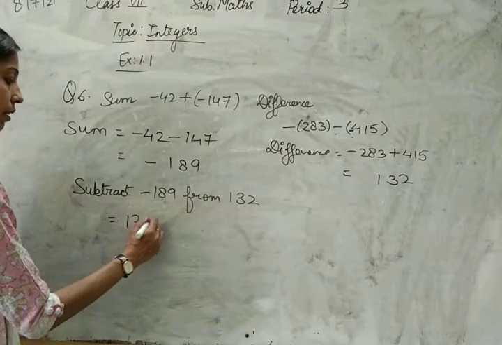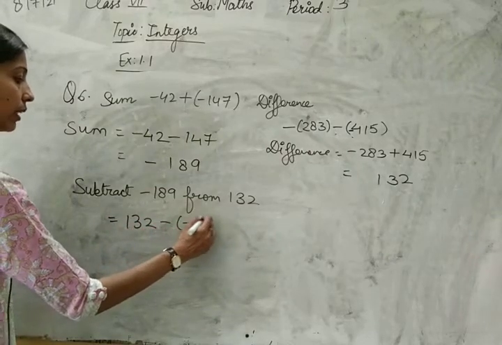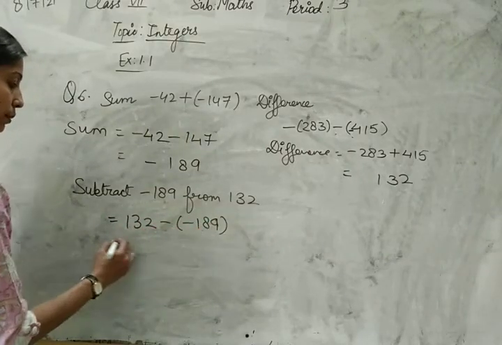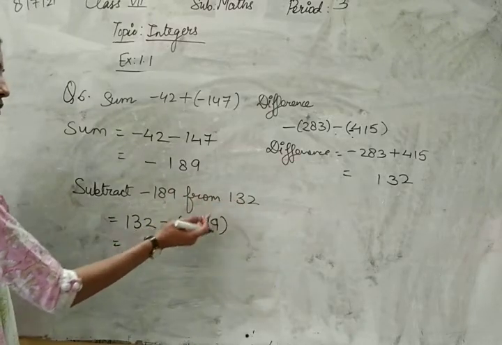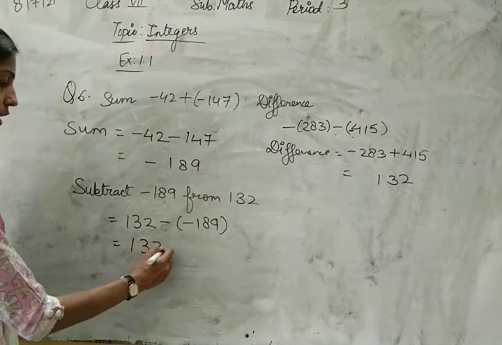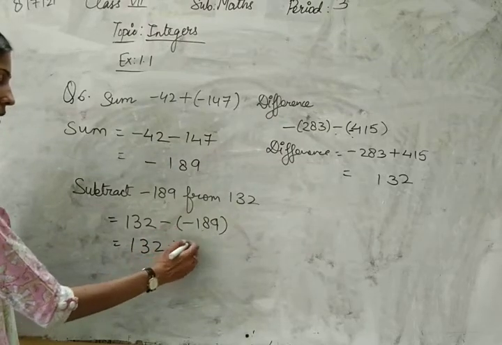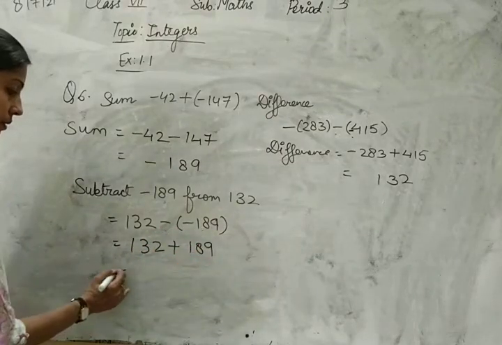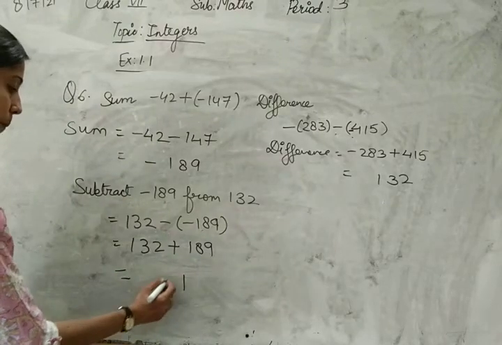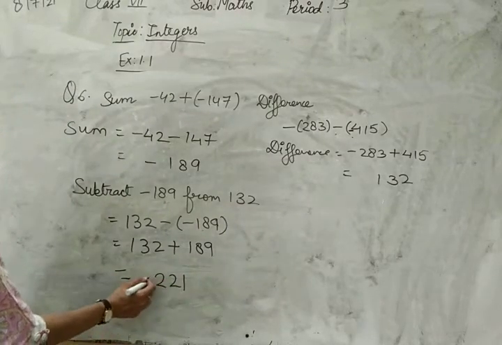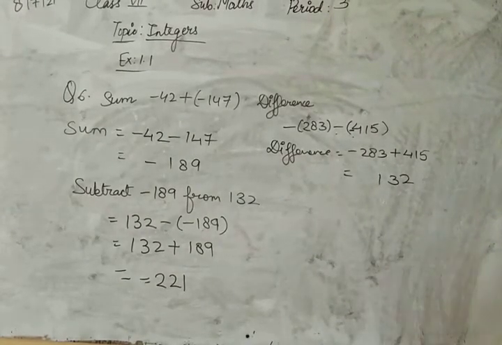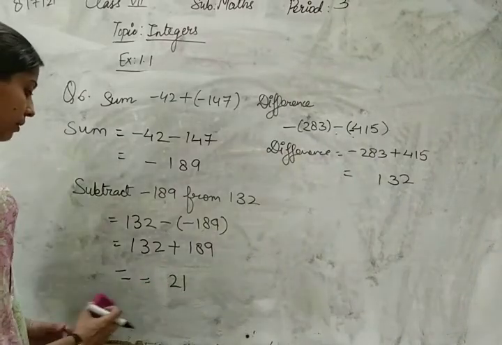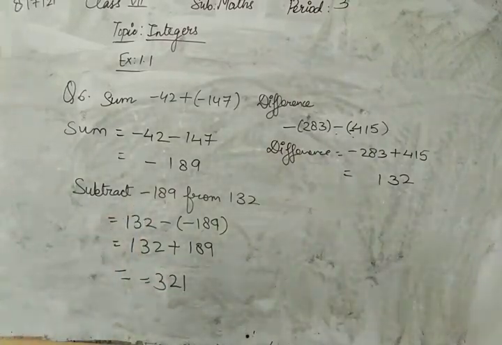We will write 132 minus 189. We have to subtract the sum from the difference. Difference में से sum को subtract करना है. 132 minus minus will become plus 189. Answer will be 321. Sorry, answer will be 321.